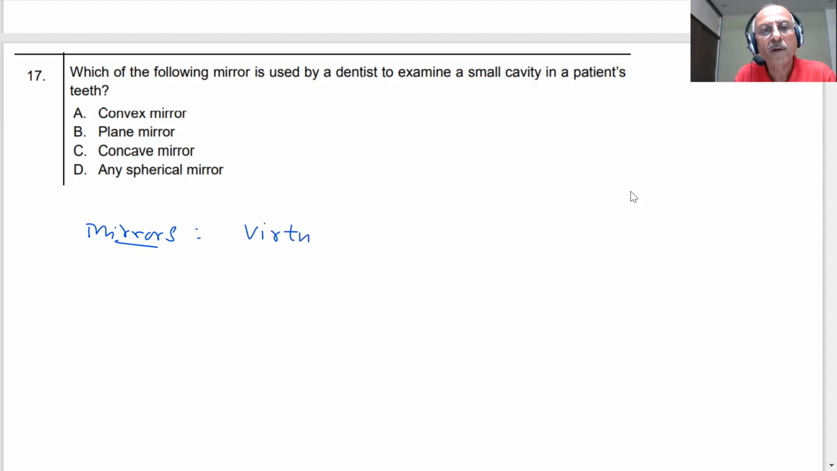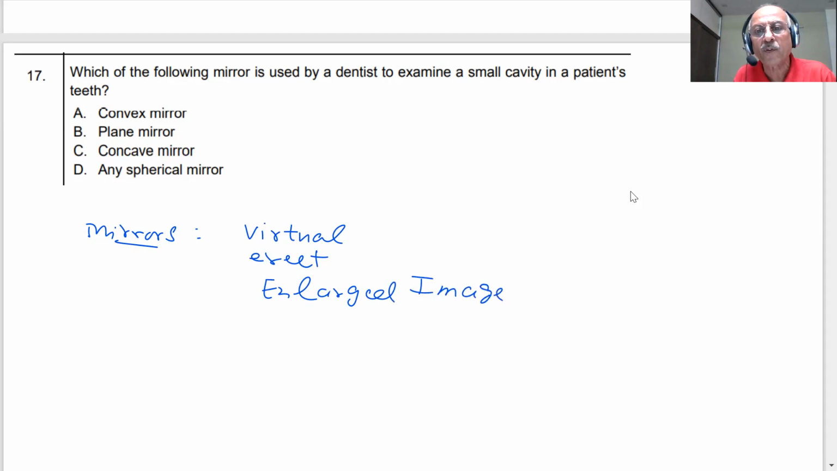a virtual, erect and enlarged image of the object. Which will be that mirror, students? The mirror which can form a virtual, erect and enlarged image. So you already know, student, when we discussed the image formation of the concave mirror.